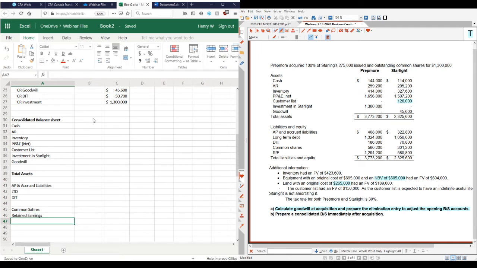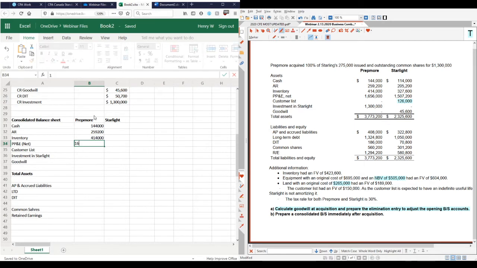Okay, so here is Prepmore. Here is Starlight. So cash is 144,000, 259,200, 414, 1656, 0, 1300, 123, 0. Starlight: 114, 123, 205,200, 327. I'm just copying straight from the question, which you can see. 126, 123, 0, 45,600.